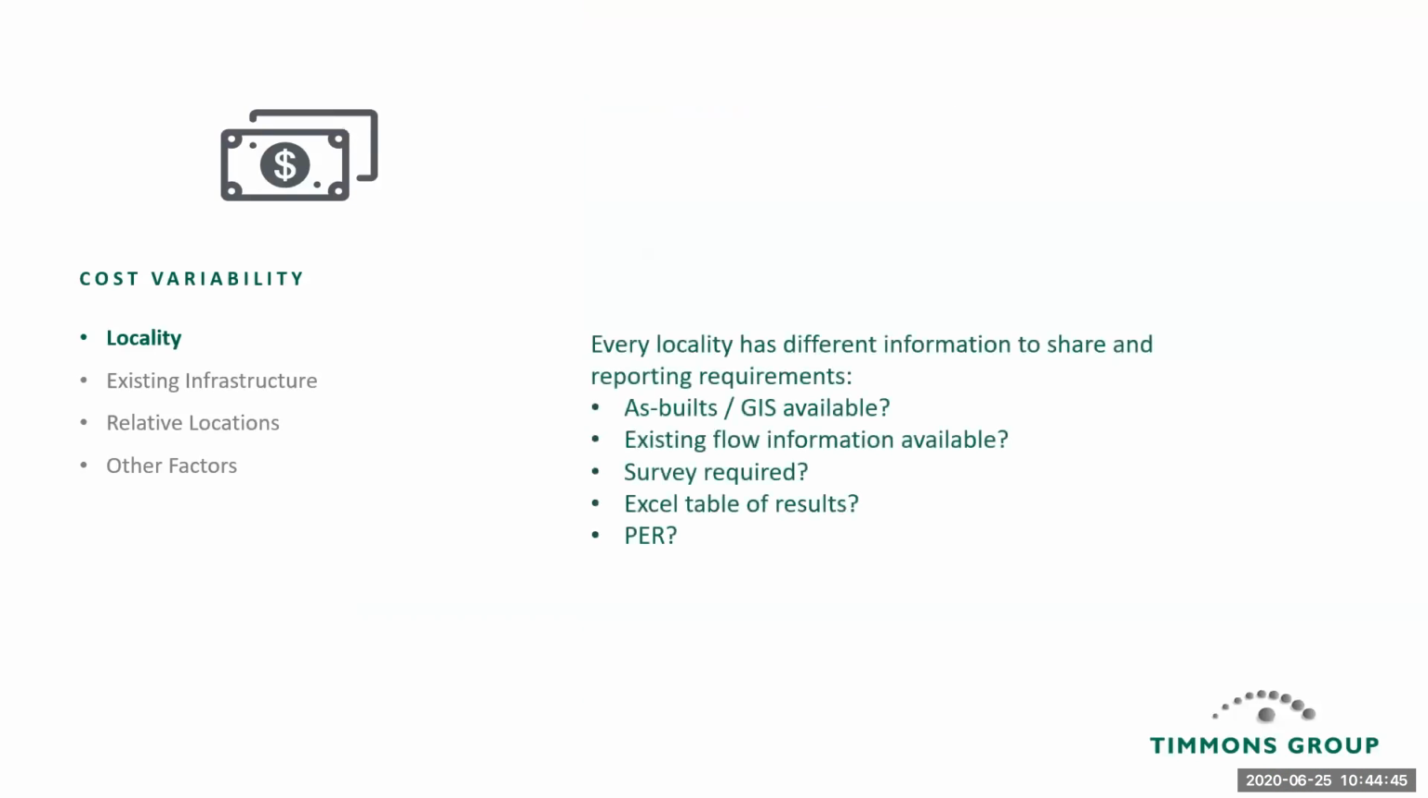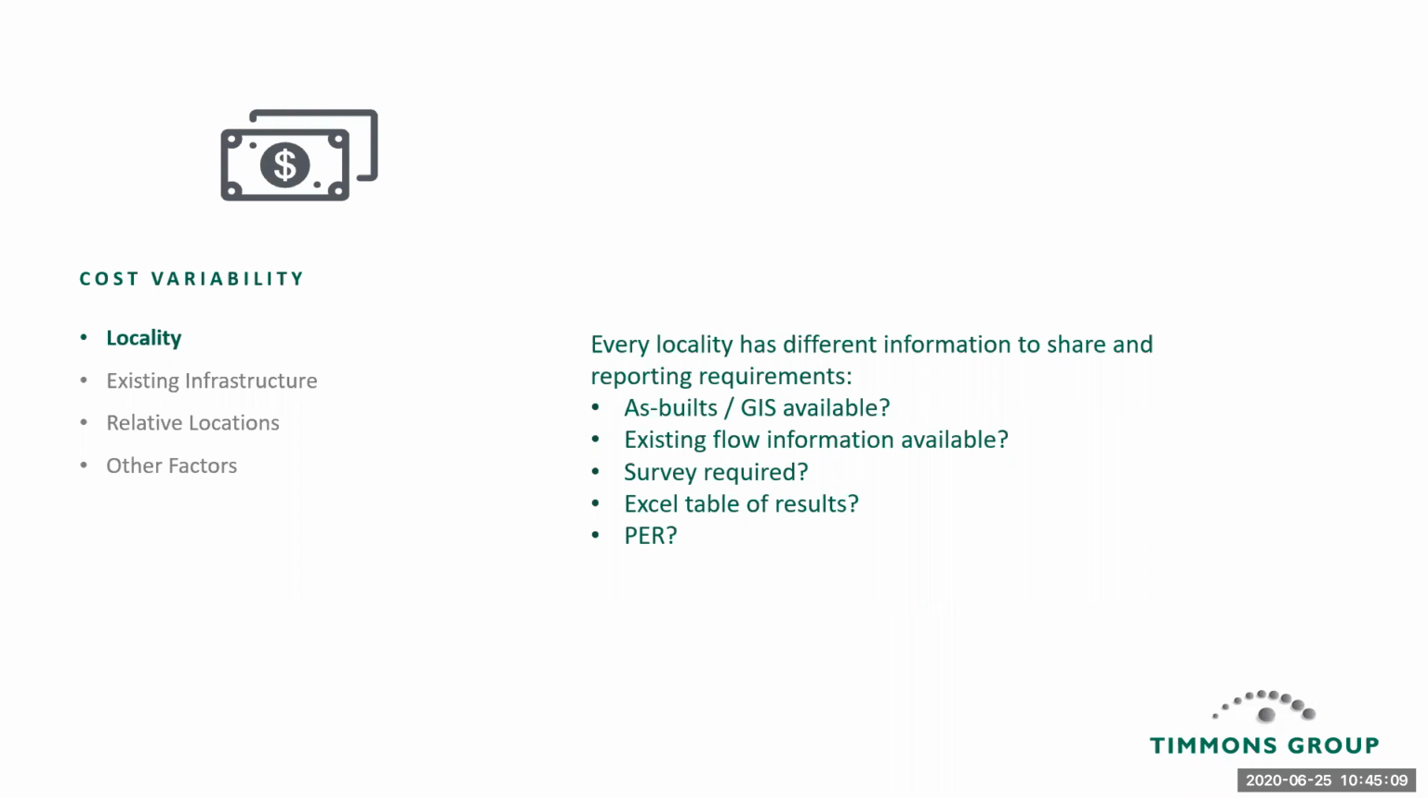So considering the locality, different localities have different records that are available for engineers for determining the capacity of their infrastructure. Sometimes as-built drawings and GIS are available, other times they're not. Sometimes existing flow information is available. Sometimes the locality will require the engineer to go collect updated flow data, real-time, using flow meters.